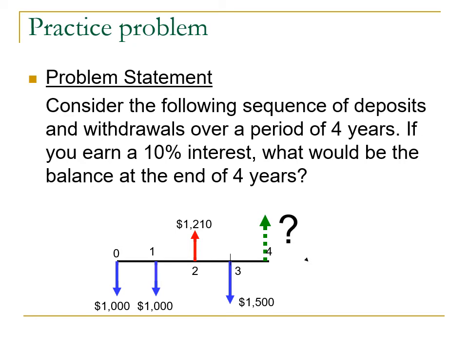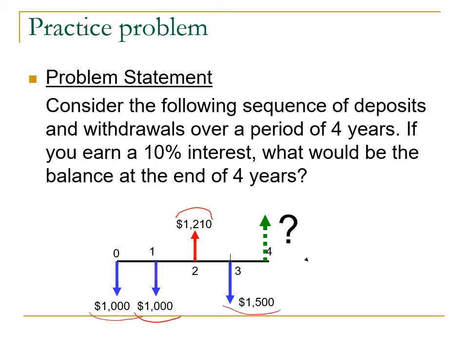Another question now. Consider the following sequence of deposits and withdrawals. There are a number of deposits and withdrawals over a period of 4 years. So we are depositing these amounts to a bank account. So now we deposit $1,000, and then after 1 year we deposit another $1,000. And then at the end of the second year, we withdraw this amount.